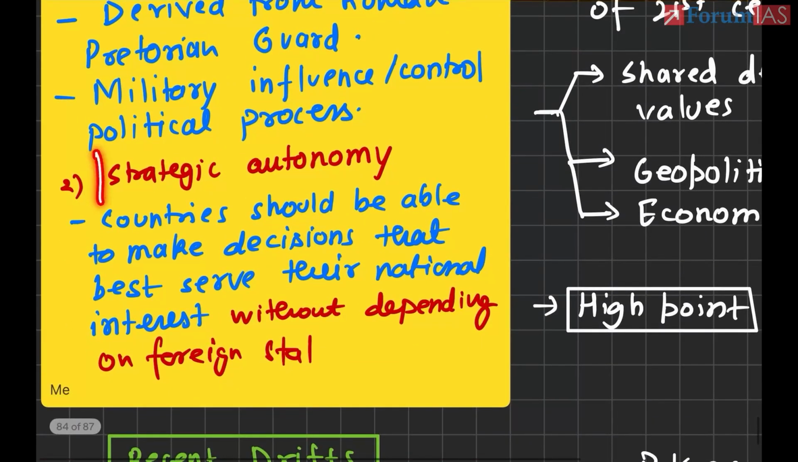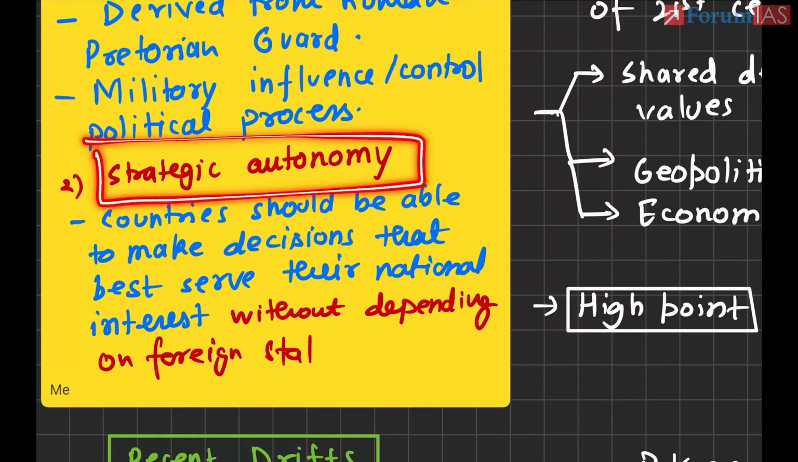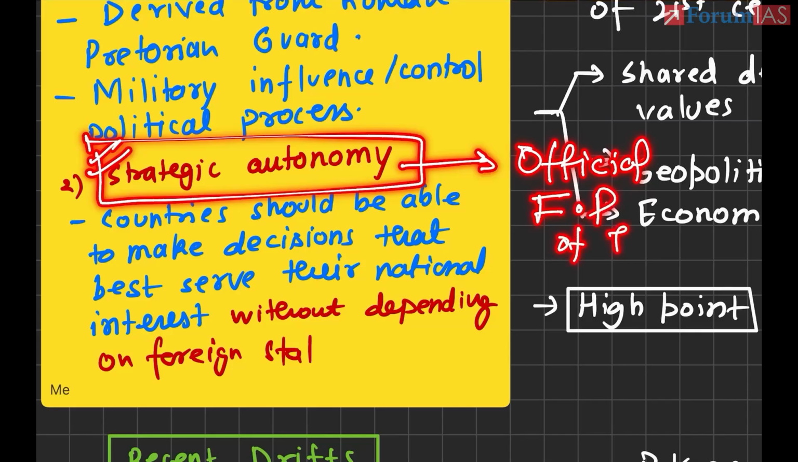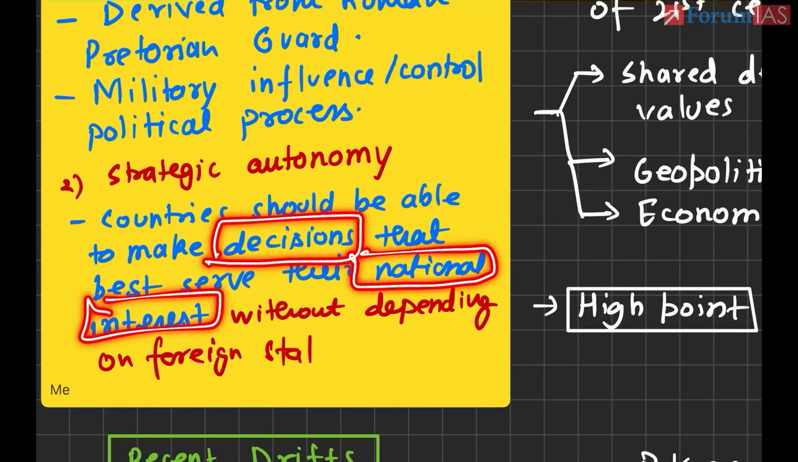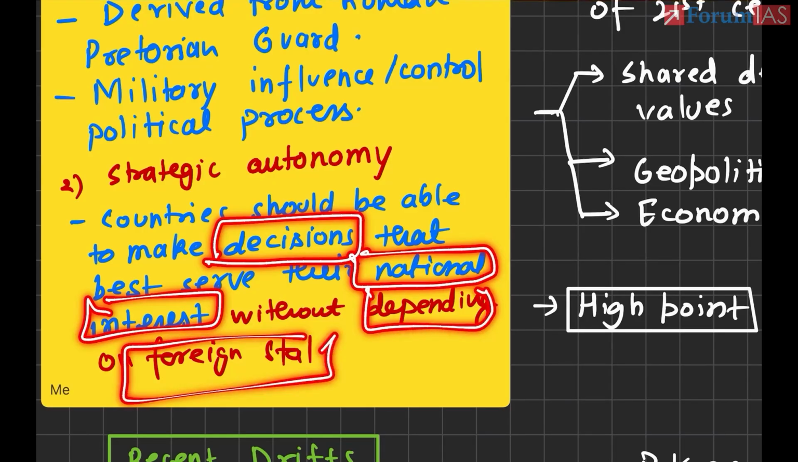The second keyword that is very important and is used in this article is strategic autonomy. What is strategic autonomy? Strategic autonomy is the official foreign policy of India. It is the pillar. What does it mean? It means a country should be able to take independent decisions that serve its national interest without depending on, or without the interference of, any foreign country.